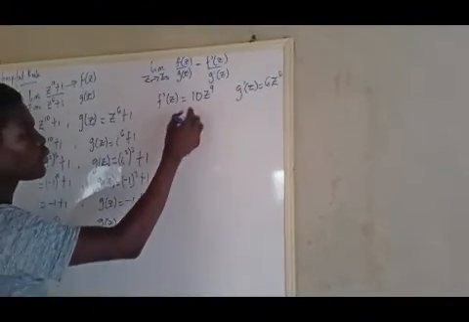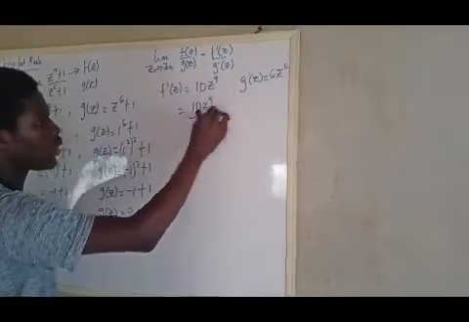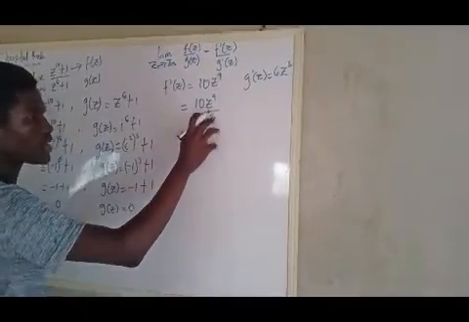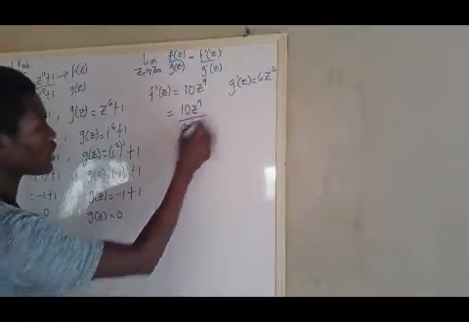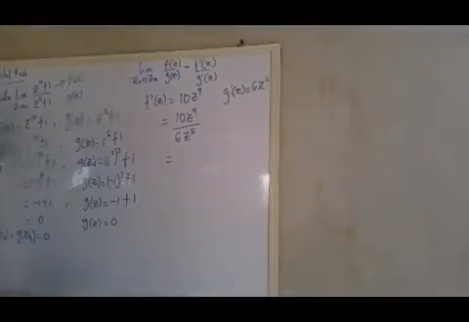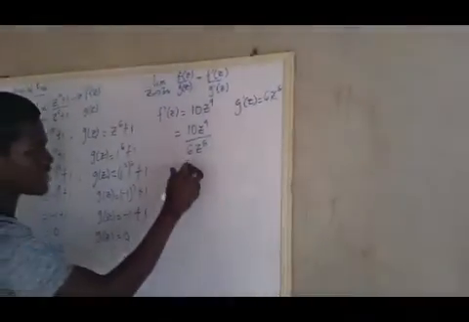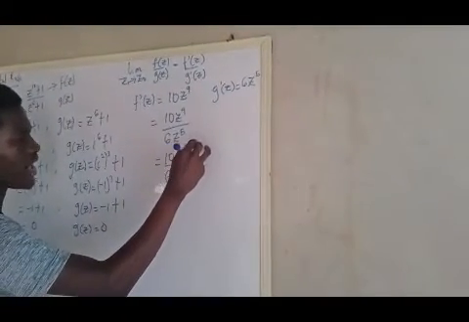Now let's do that. So that will now be 10 z raised to the power 9 over 6z raised to the power 5. Are you getting what I'm saying now? So what would that give us? We are going to have 10 over 6 z raised to the power 9 minus 5.